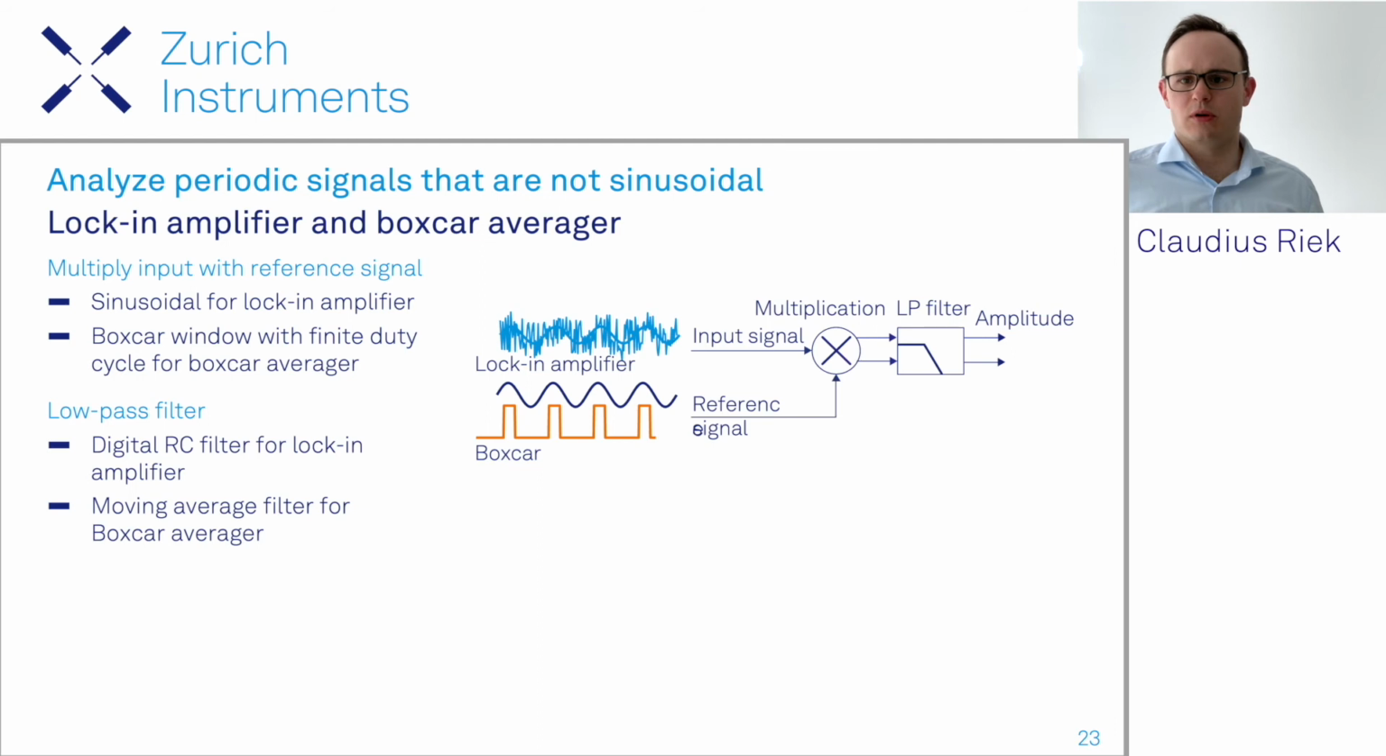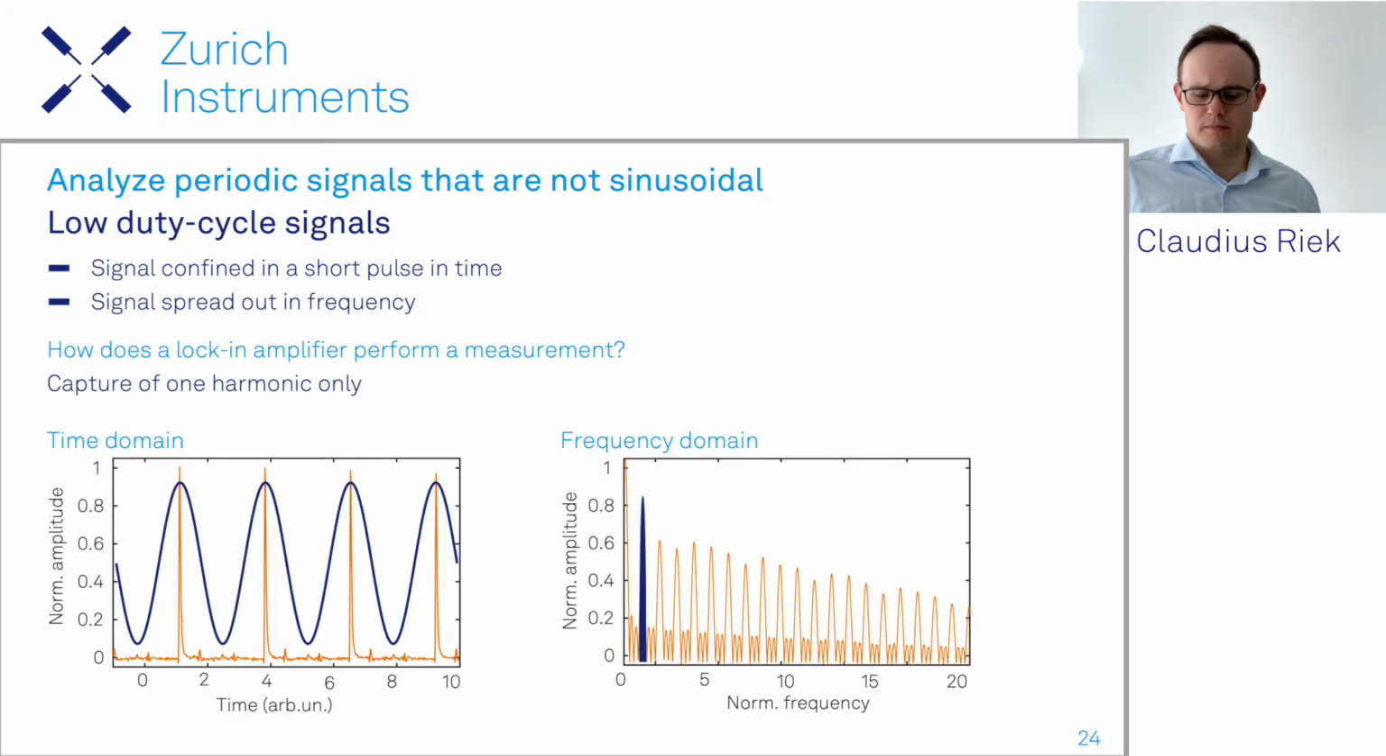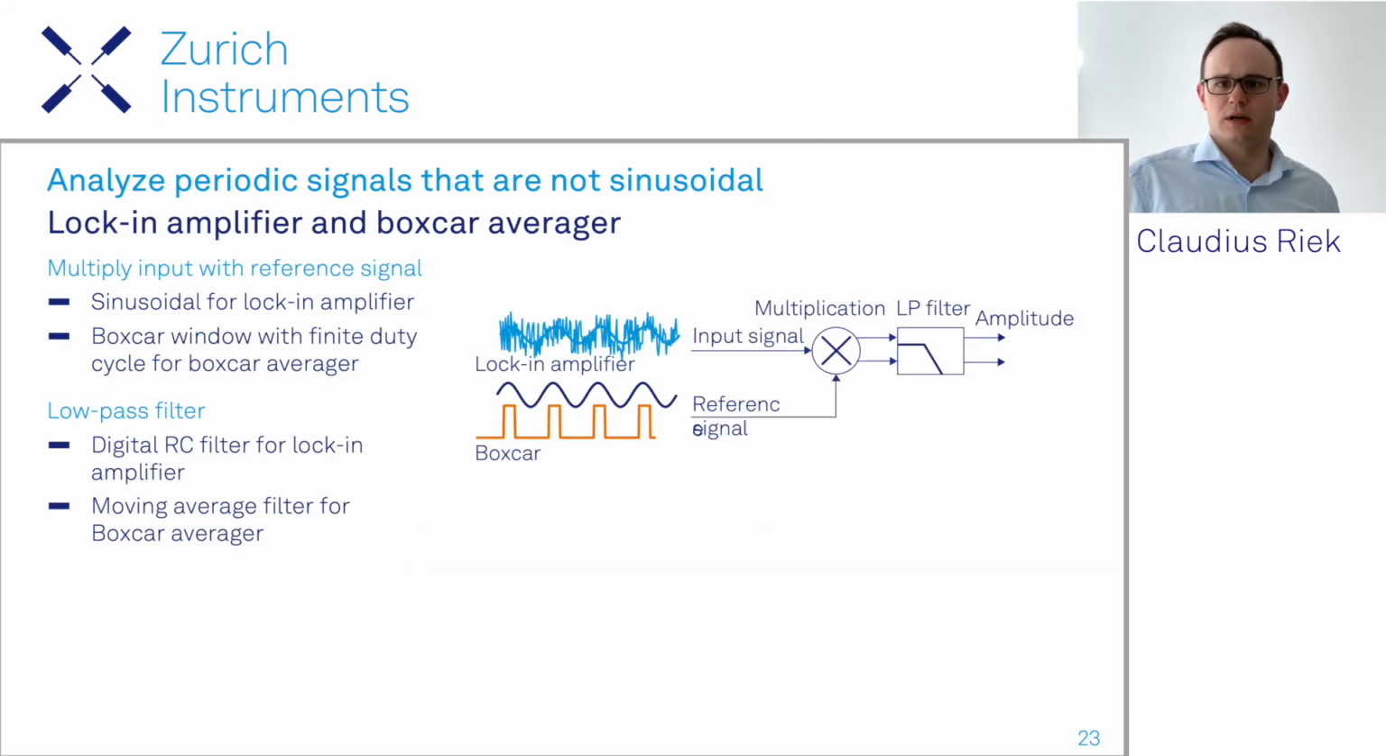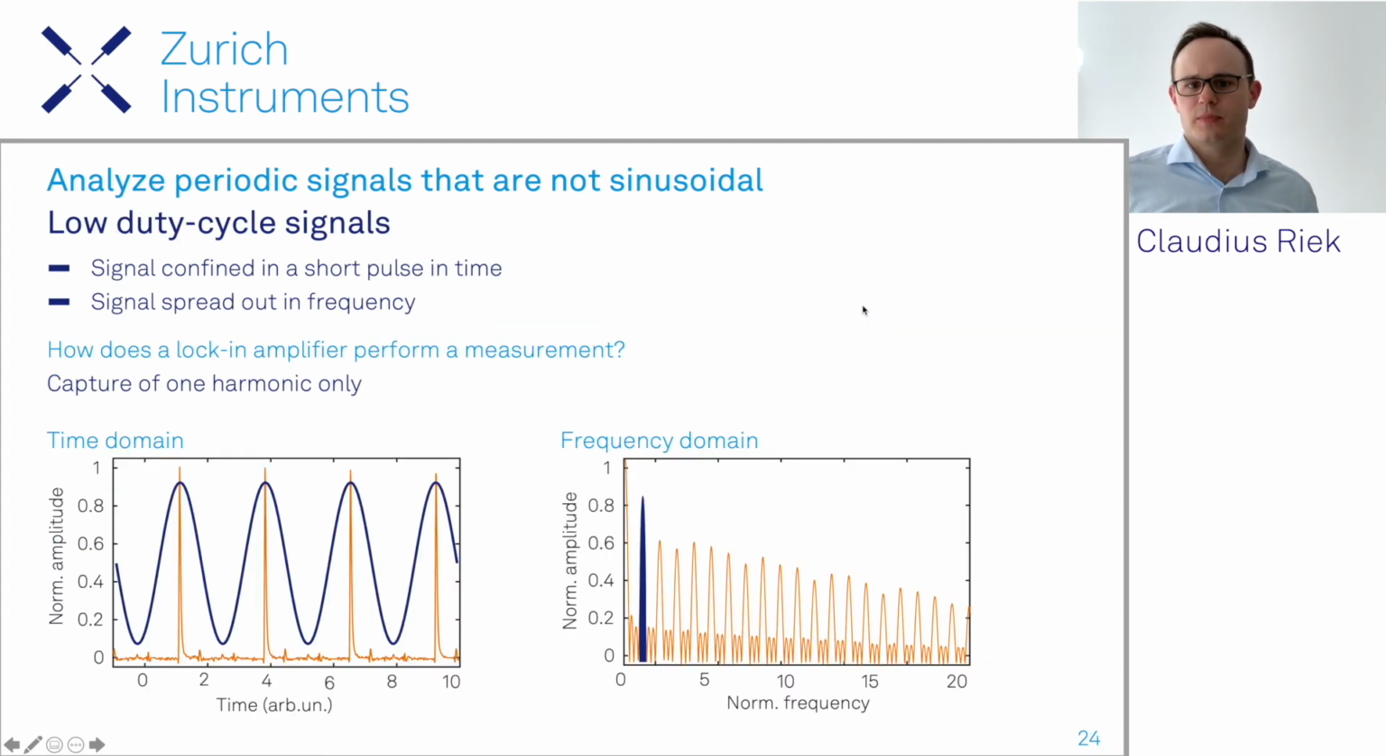And there's a very important other aspect. While the lock-in amplifier has a digital RC filter as the low pass filter, the boxcar has a normal moving average, and we'll come to in a minute why this is key.